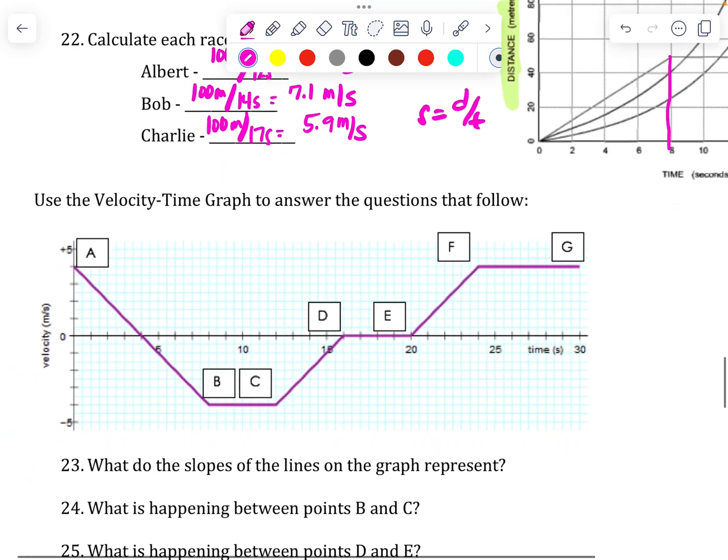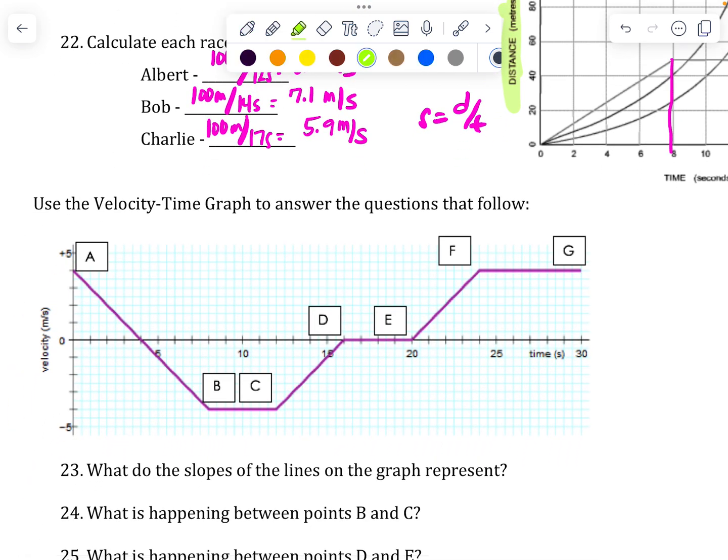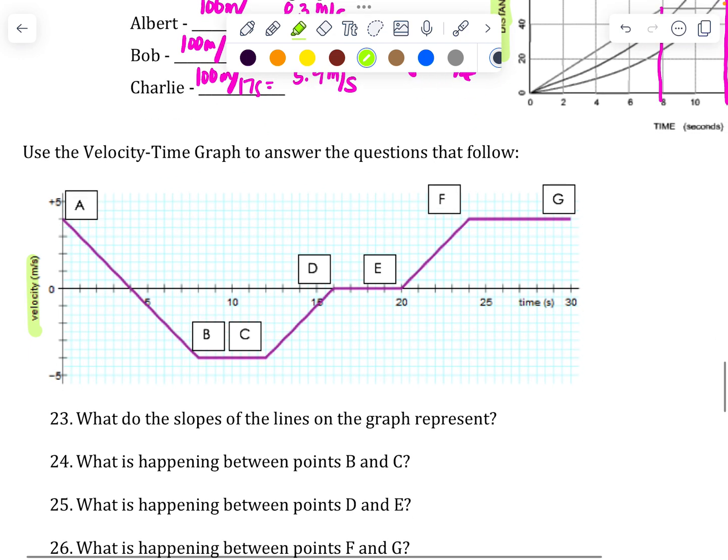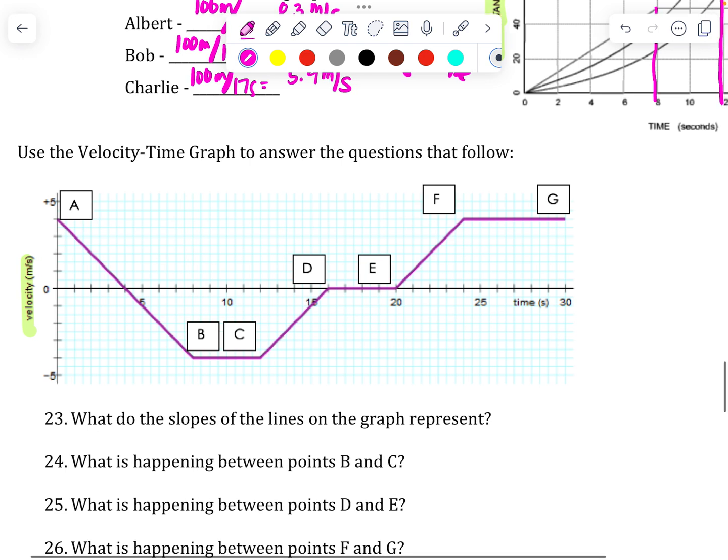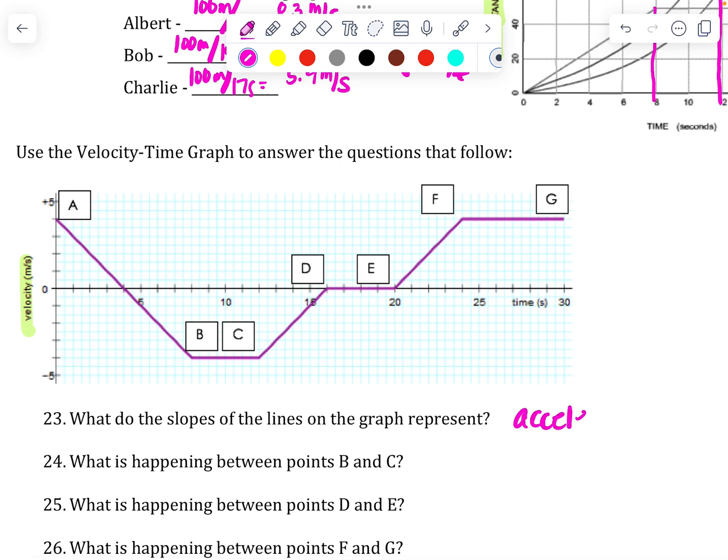Okay, this next graph. Again, what type of graph? Velocity. So you got to think about it. What do the slopes on the line for a velocity graph represent? This should be written on your card that slope equals acceleration.